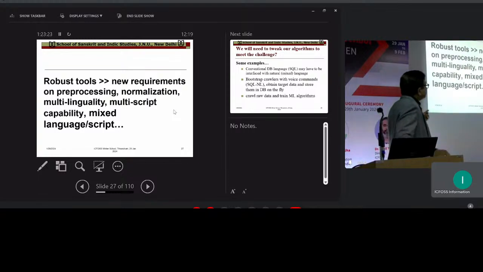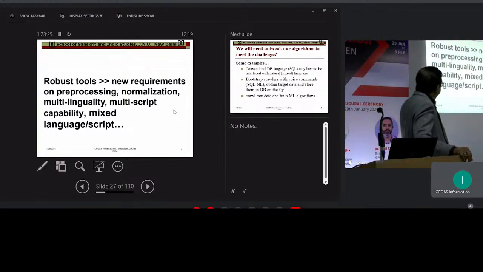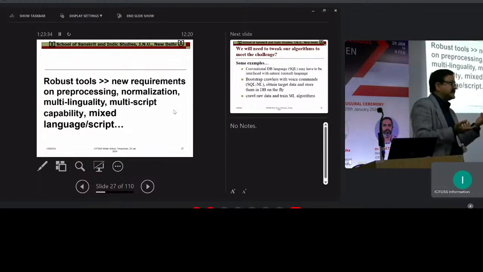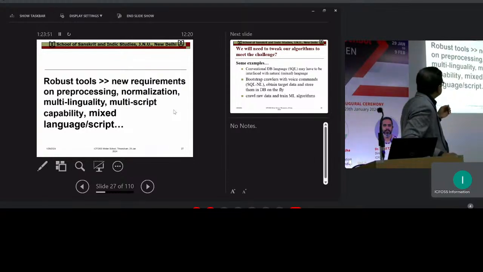And what kind of robustness do we need? New requirements on pre-processing, normalization, multilinguality, multi-script capacity, mixed language. When we collect data, how do we pre-process? Suppose we collect data from Twitter in Hindi, but that is in Roman script. First, you have to convert Roman to Devanagari. There are shortened words; you have to expand those. Emojis, you have to convert to text, normal language. And then pre-processing, multilinguality. Suppose someone is using mixed language.